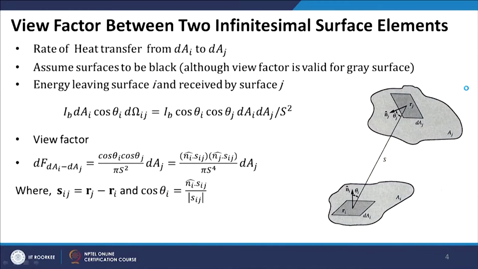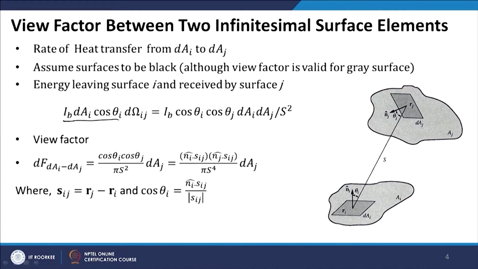So energy leaving surface Ai and travelling to surface Aj is calculated based on the black body intensity Ib. The total amount of energy emitted by surface Ai depends on the black body intensity Ib, which we know is energy emitted per unit solid angle per unit area normal to the rays. So we have to multiply by the projected area dAi cos theta i to calculate the total energy, and multiply by the solid angle between surfaces i and j, that is d omega ij.